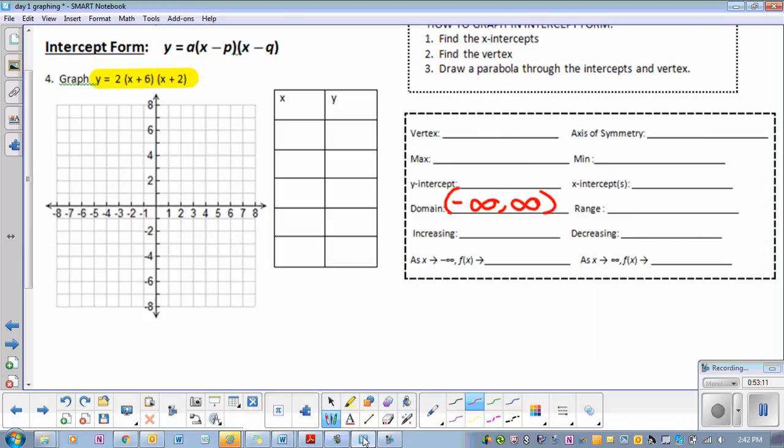So my minimum is -4, -8, which means that my maximum is what? None. And my minimum is the same as my vertex. And if I know my vertex, I know the axis of symmetry. What is my axis of symmetry? Thank you. X equals -4. Super.